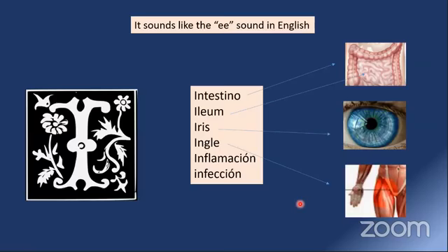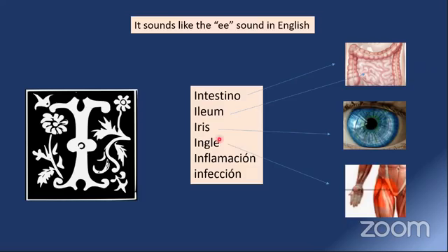Next one here. Letra I. Some examples. Intestino, all of that. Intestino. Ileum is that tiny part of the small bowel at the end of this area here. Ileum. Iris. Iris is the part of the eye that changes the color from person to person. My iris is black. Mi iris es negro. Your iris es café. Tu iris es café. Mine is black. Yours is blue.